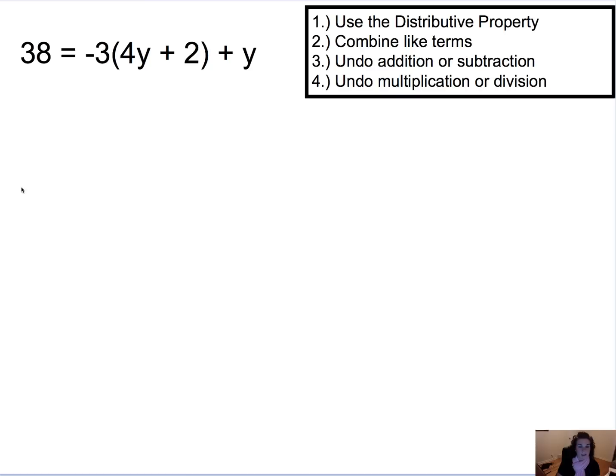All right, the last example. This is the one you might want to try by yourself. We are combining everything in this problem. We are going to do all 4 steps. So try it on your own and then check your work.